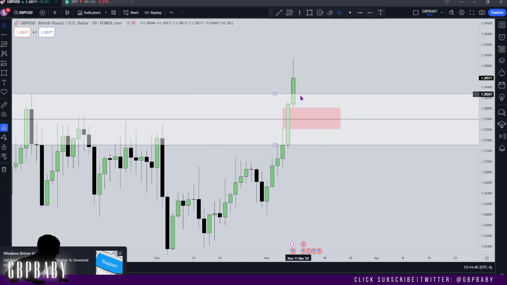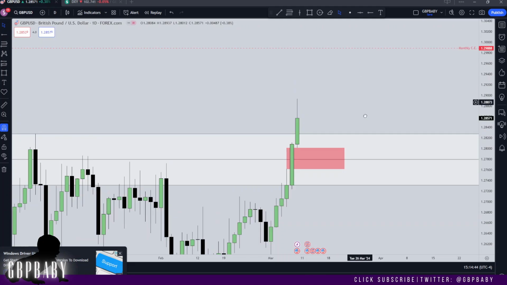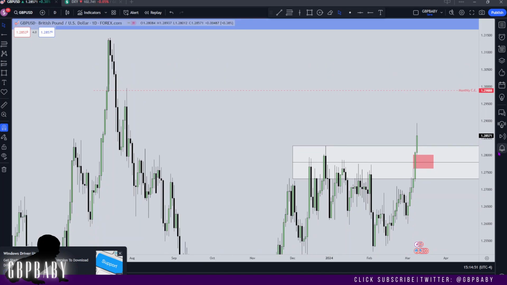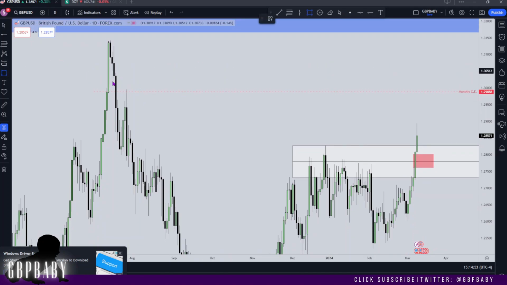I would like to think that price can dip down, offer a nice entry for a long, see a nice setup for continuation to the upside, with the expectation to run into these highs up here and monthly consequent encroachment. And what you'll find as well is we do have a daily fair value gap residing up here as well, so we can get that drawn out.